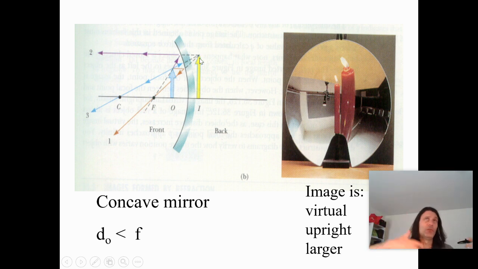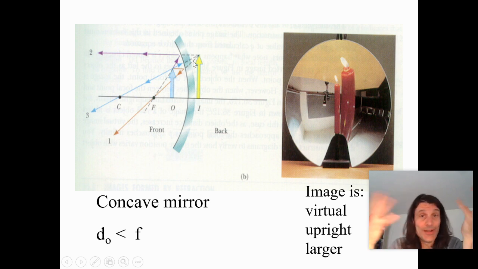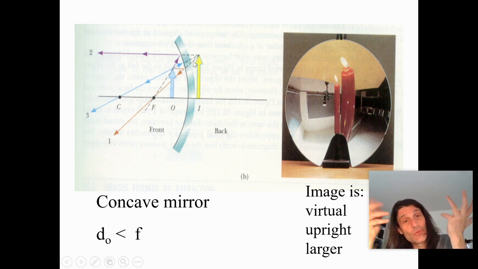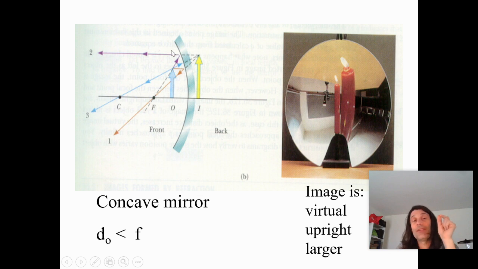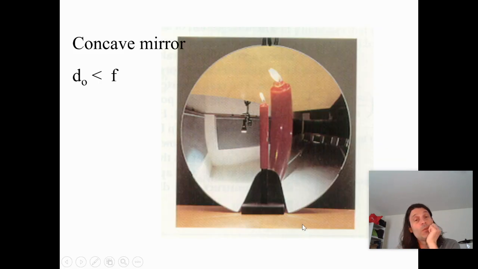You know, light rays don't naturally go behind a mirror. These dotted lines, they don't exist. So we refer to that as a virtual image. What your eyeballs see are the reflected light rays, and your eyeballs are stupid. They don't know the difference between a reflected light ray and an actual light ray. So your eyeball interprets them as coming from somewhere behind the mirror, which is why we refer to it as virtual.